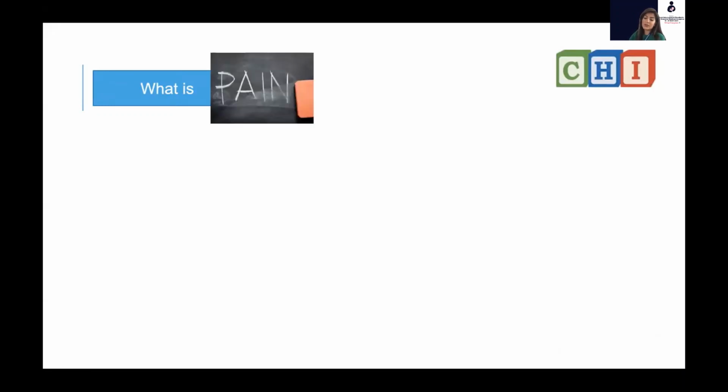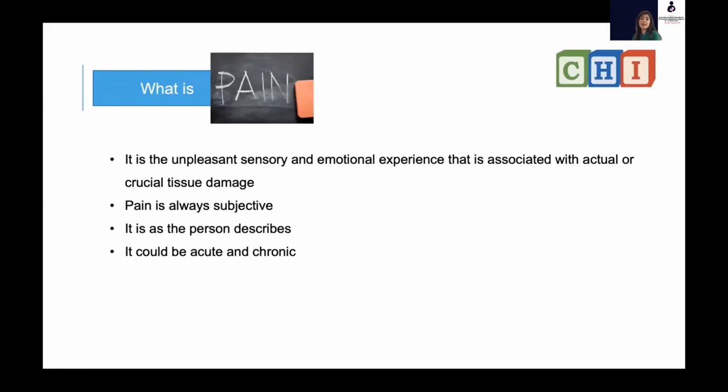Before proceeding to the presentation, we first need to define what pain is. Pain is an unpleasant sensory and emotional experience that is associated with actual or potential tissue damage. Pain is always subjective, and it's always how the patient describes it, and it could be acute or chronic pain.